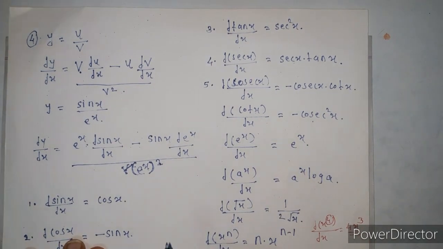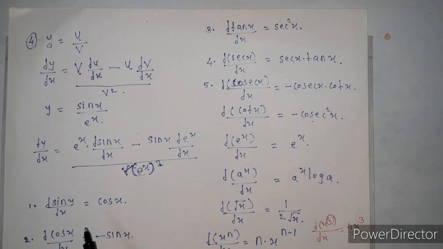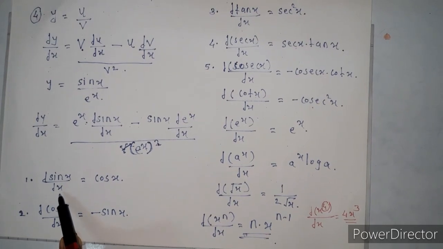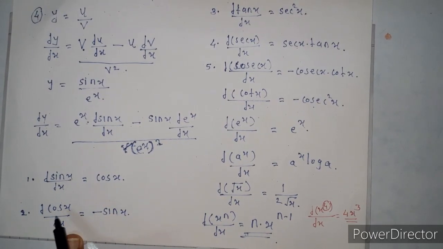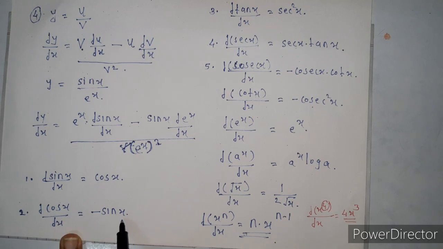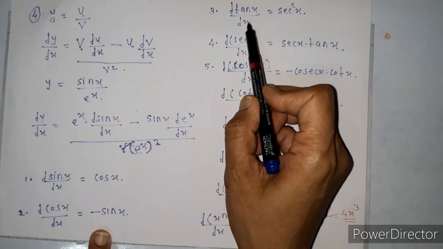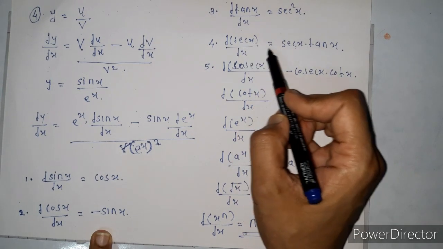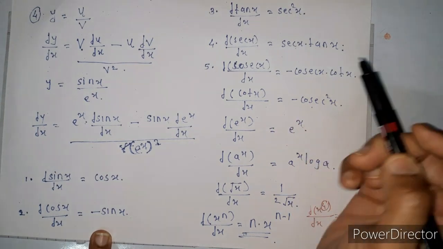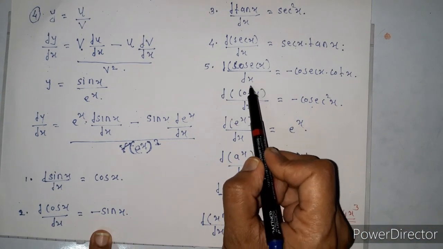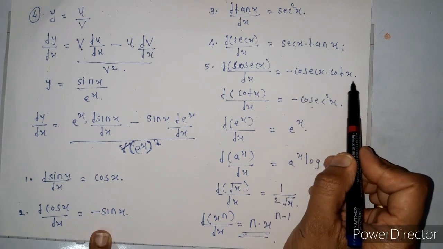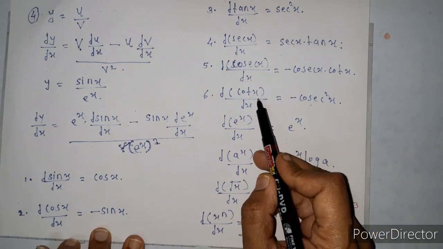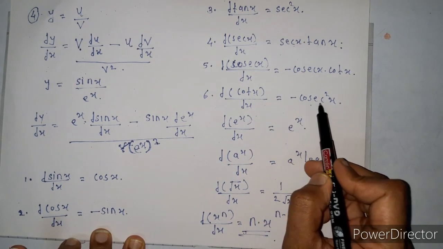Now just once again revise the formulae for the differentiation. That is, the first, differentiation of sin x is cos x. Second, differentiation of cos x is minus sin x. Third, differentiation of tan x equal to sec square of x. Differentiation of sec x with respect to dx is sec x into tan x. Differentiation of cosec x with respect to dx is minus cosec x into cot x. The sixth one, differentiation of cot x with respect to dx is minus cosec square x.